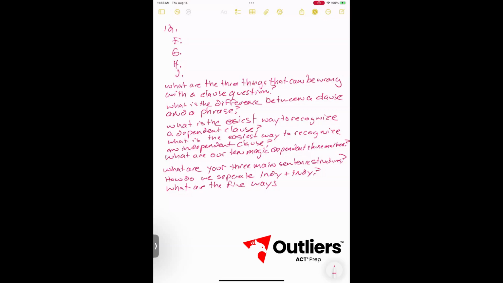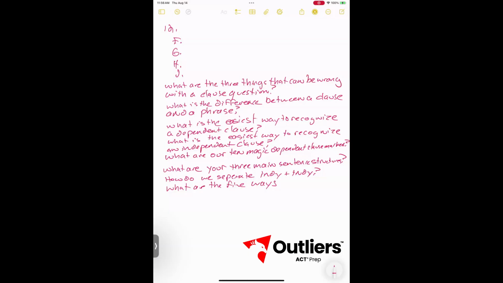What are your 3 main sentence structures? Independent plus independent, independent plus dependent, dependent plus independent. How do we separate independent plus independent? The 5 ways. What are the 5 ways? Comma fanboys, period, semicolon, em dash, colon.